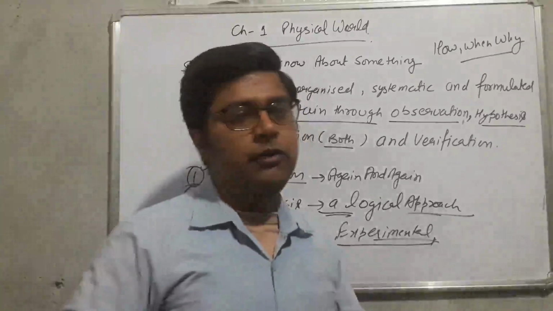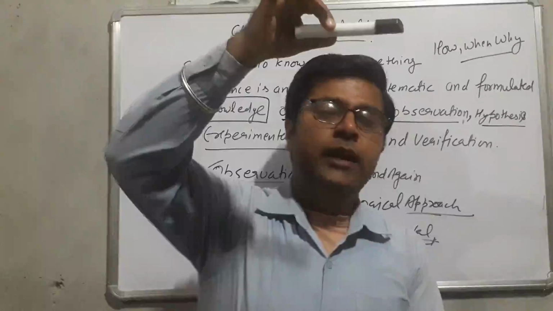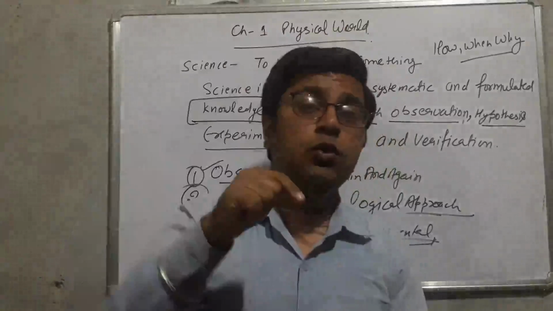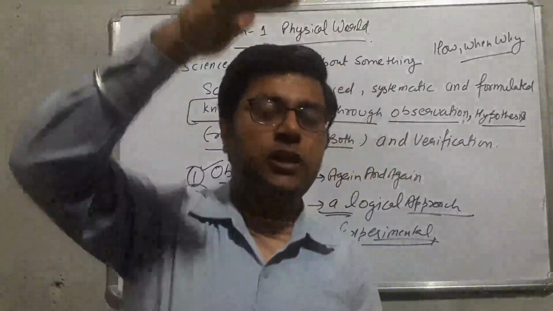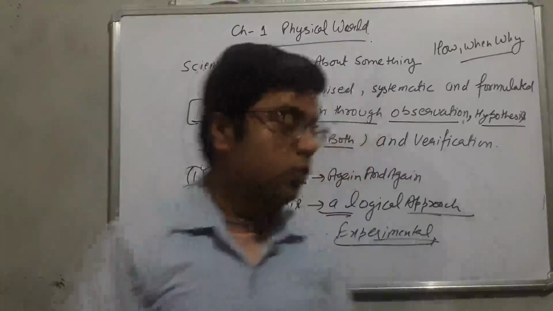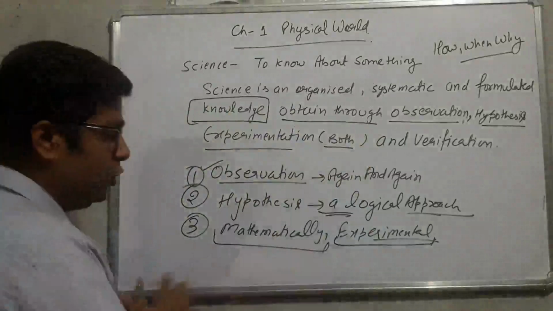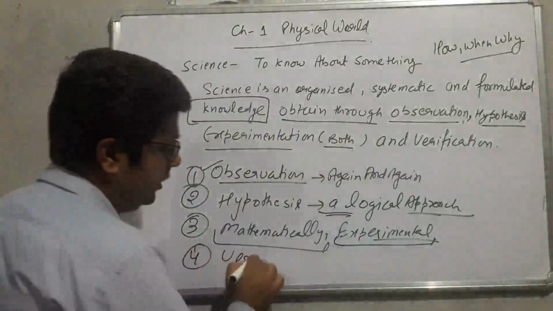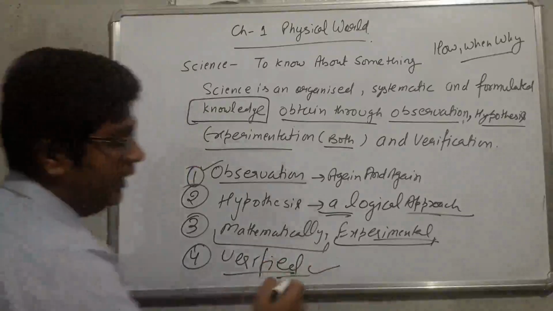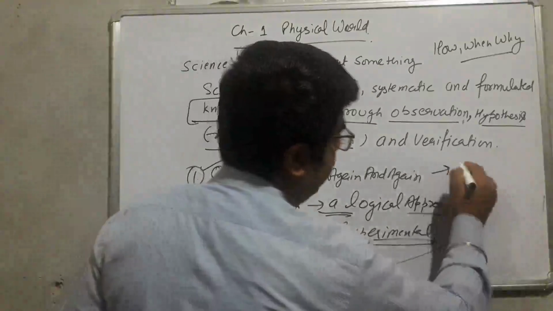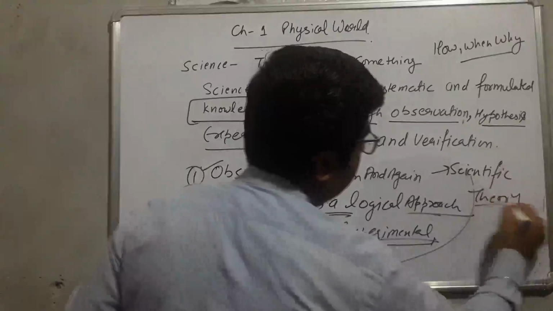Suppose I am saying that here the total energy is 10 joule, and here the total energy is 10 joule. If it is proved, it means energy remains conserved. It just converts. Here it has potential energy, here it has kinetic energy. So by a mathematical approach we prove it like this. Then we verify that yes, it happens, and then it becomes a scientific theory.